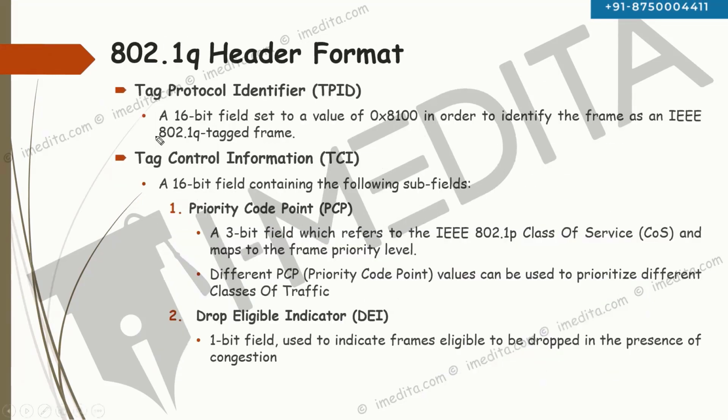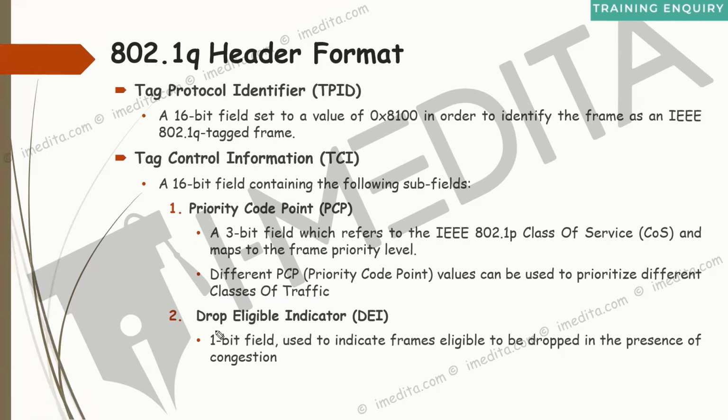The .1Q header will have the first 16-bit field set to a value of 0x8100 in order to identify the frame as a .1Q tagged frame. This is called TPID, and the last 16 bits are called TCI. That field has subfields called PCP, priority code point, a 3-bit field which refers to IEEE 802.1p class of service and maps the frame priority level. We can define the priority of the frame by changing these 3 bits called PCP. Different PCP values can be used to prioritize different classes of traffic.